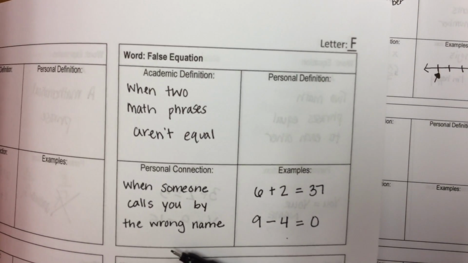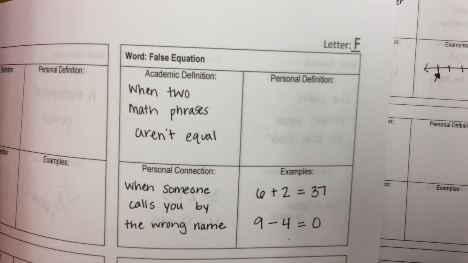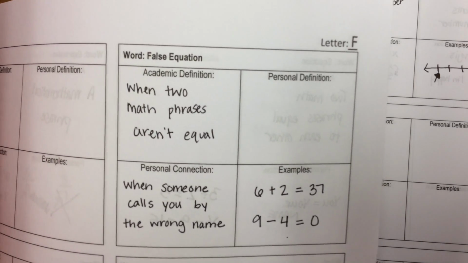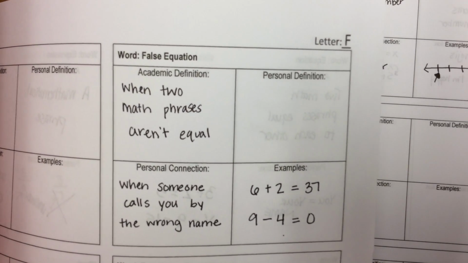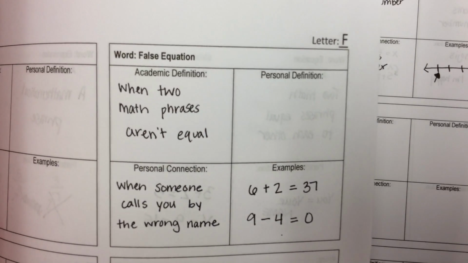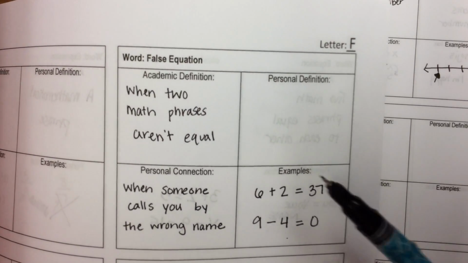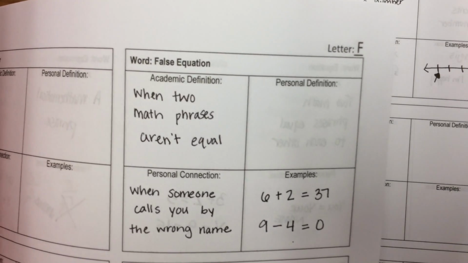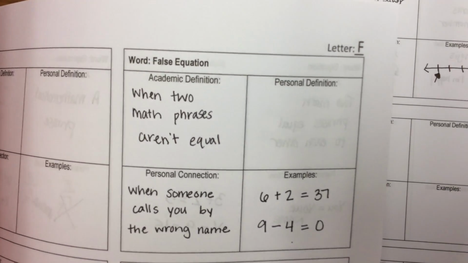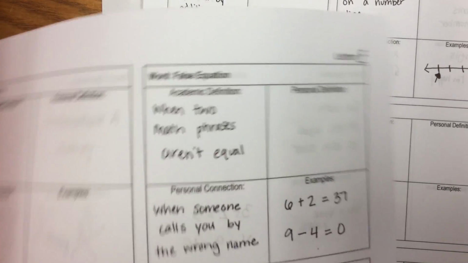And a personal connection would be like when someone calls you by the wrong name. So for me, my name's Mrs. Morell. So if someone called me Miss Sawyer, I wouldn't know that they're talking to me because it's not true. Okay? So it's kind of like a personal connection. If they call you by the wrong name, it's not true.